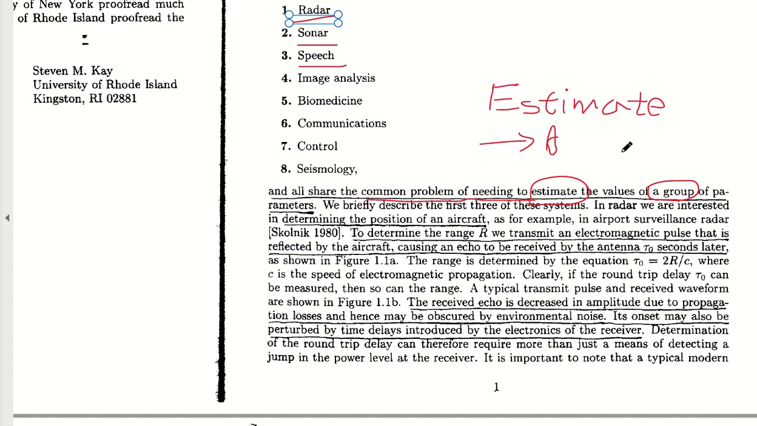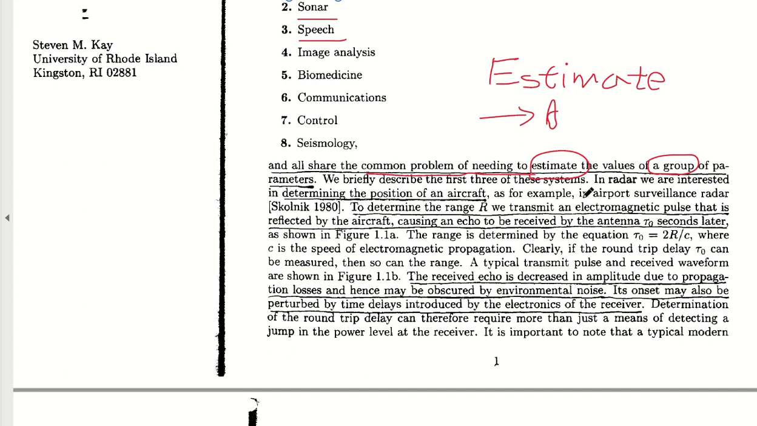For example, in radar, we are interested in determining the position, or we will say the range R, of an aircraft. We will transmit an electromagnetic pulse that is reflected by the aircraft, causing an echo to be received by the antenna some seconds later. Then we will determine the range by tau zero equal to 2R divided by the speed of light c.